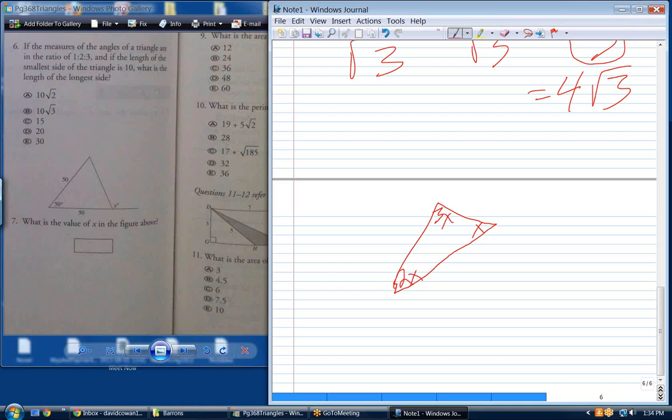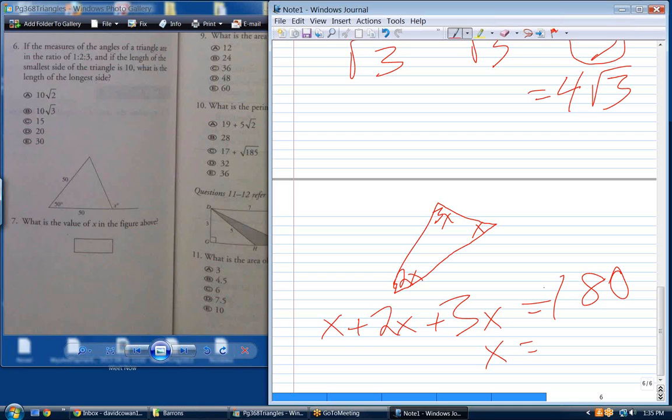What's the single most important thing to remember about triangles? That they all add up to 180. Okay. So we got x plus 2x plus 3x equals 180. What is x equal to? Sorry, I'm writing. It's okay. Well, that would be 30.